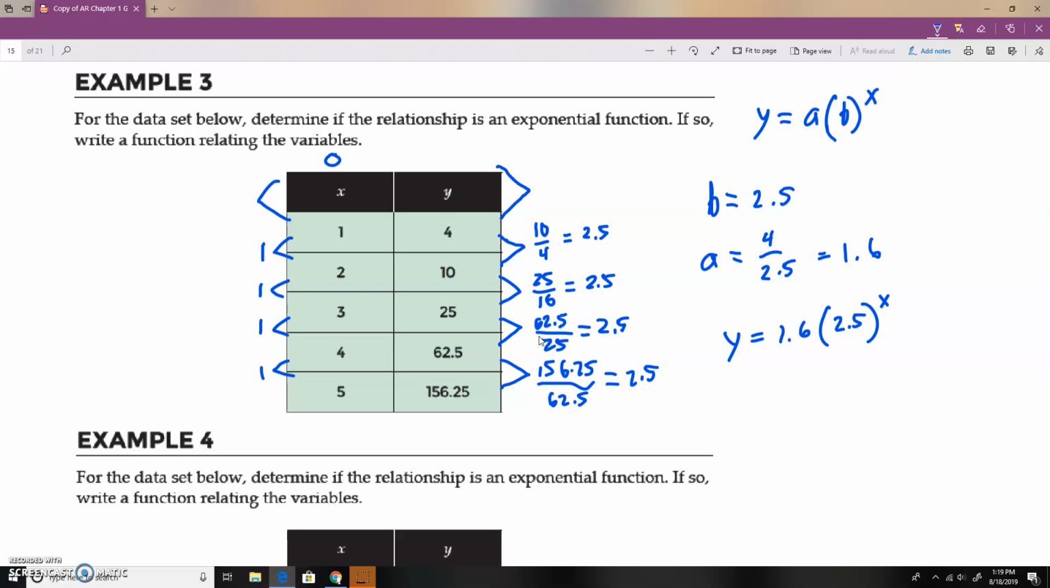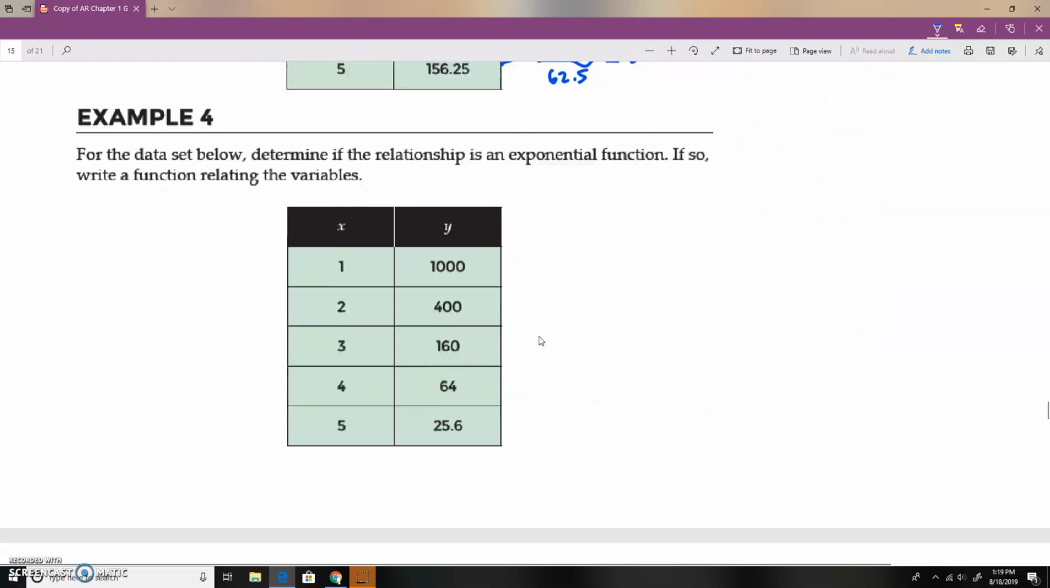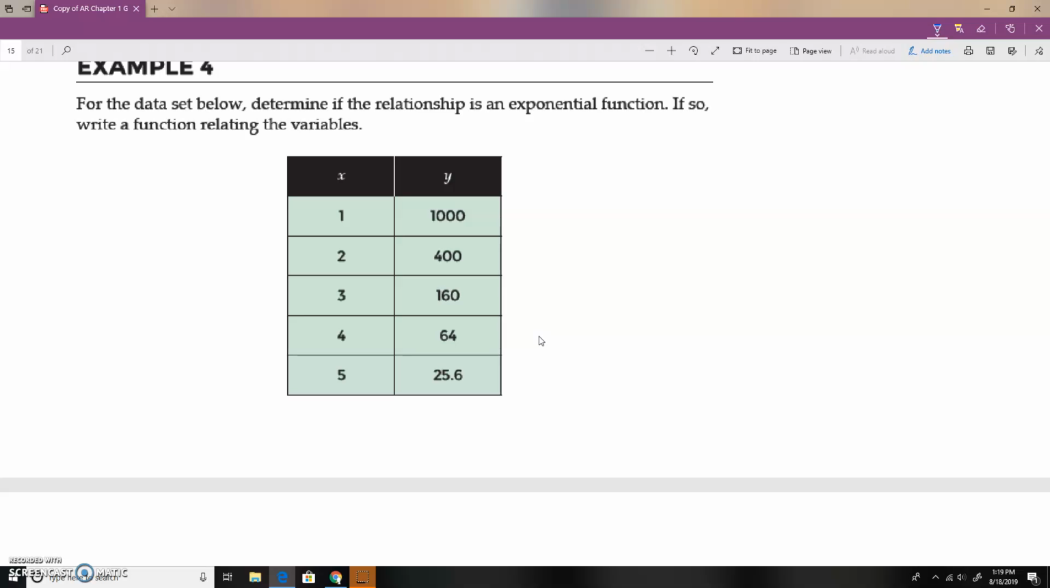All right, let's try this one more time on example 4. You'll see our change in x each time is again a value of 1. Now we're going to look at our ratios of our y values. Our ratio on our first one is 400 over 1,000. Second one is 160 over 400. Next one is 64 over 160. And our last one is 25.6 over 64.